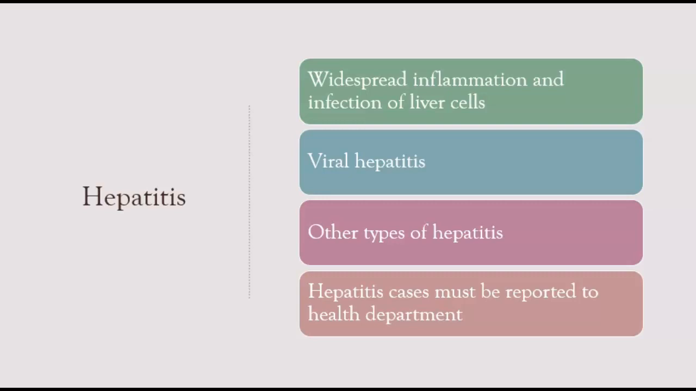Other types of hepatitis can be caused by infections such as the Epstein-Barr virus, herpes simplex, varicella zoster, or cytomegalovirus. Chemicals, drugs, and some herbs can also cause hepatitis, but we're going to be focusing on viral hepatitis because it's the most common. Hepatitis cases must be reported to the health department, which then will notify the CDC.